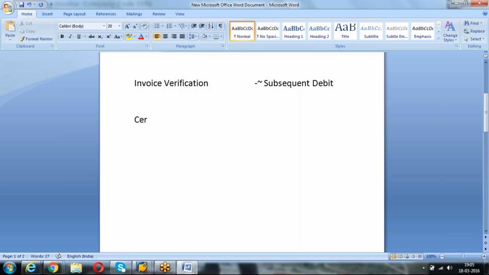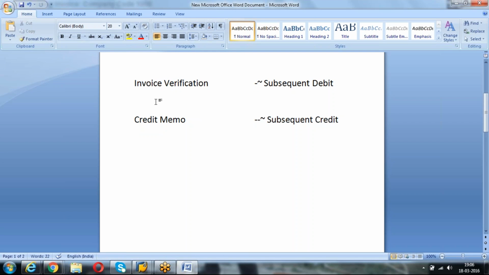At what circumstances we use them, I will explain that part. Coming to credit memo, it will be equal to subsequent credit. For your blind understanding, credit memo and subsequent credit, the accounting entries will be similar. And invoice verification and subsequent debit accounting entries will be similar.